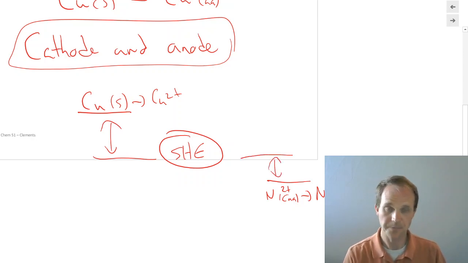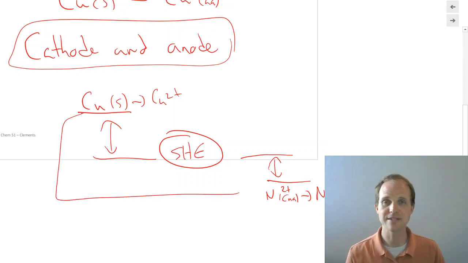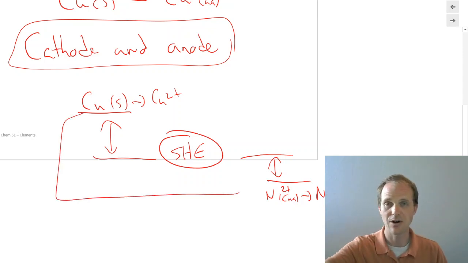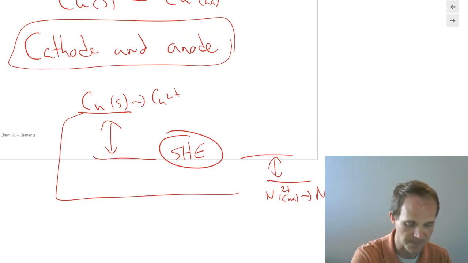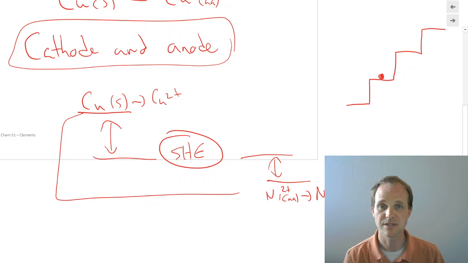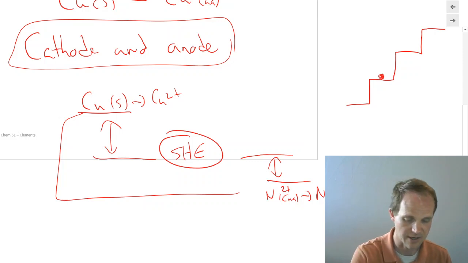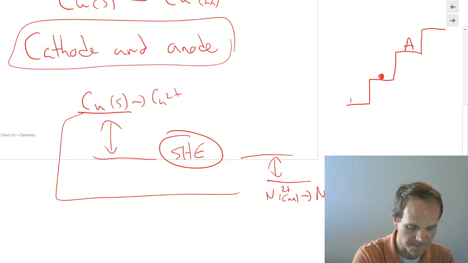And so it turns out, by comparing always to the same thing, even if we've never once in our entire life measured how copper and nickel interact as a battery, since we've compared them to the same starting point, we can say something about how they interact with each other. Let me give you a quick example. We've got some stairs here, and we're going to compare everything to stair number 2 right there, which is that. So we've got one thing, A is here, and B is here.